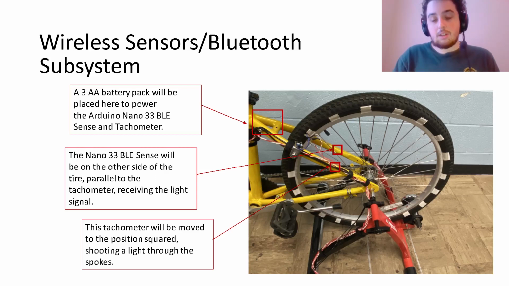We're going to use the same non-contact tachometer, but a little bit differently. We're going to move it down the frame of the bike a little bit so that the light shines through the wheel, hitting the spokes as it turns. And then the 33 BLE Sense will be positioned on the other side of the wheel, parallel to the non-contact tachometer, so that the light shining through can hit the BLE Sense, and the BLE Sense can retrieve the speed data and send it over to the main Raspberry Pi microcontroller.